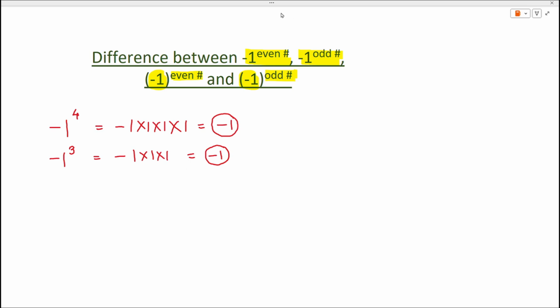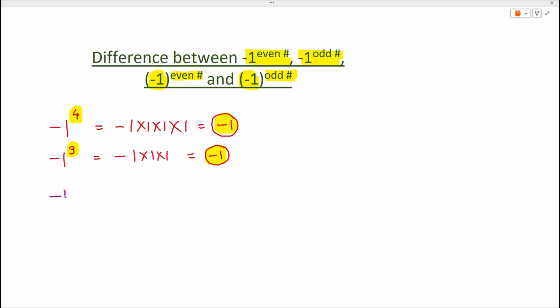So when you have -1 without a bracket raised to the power of either an even number or an odd number, the result is always going to be -1. Let us look at the scenario where -1 is in a bracket.